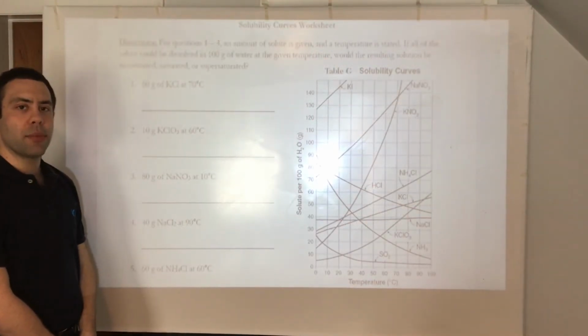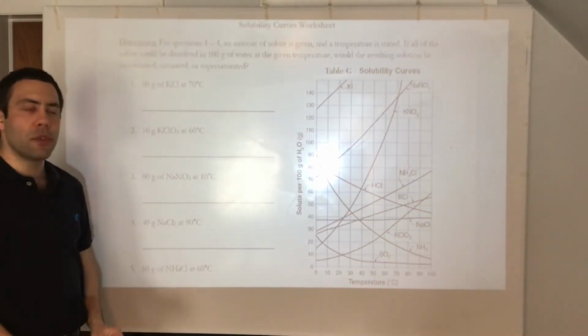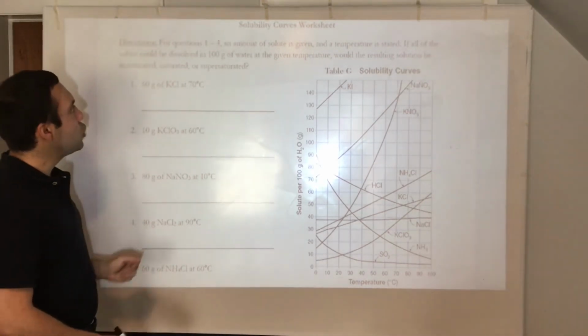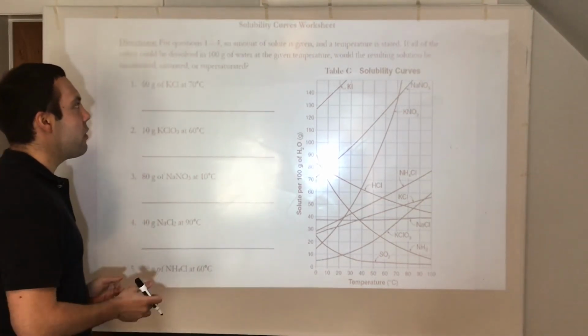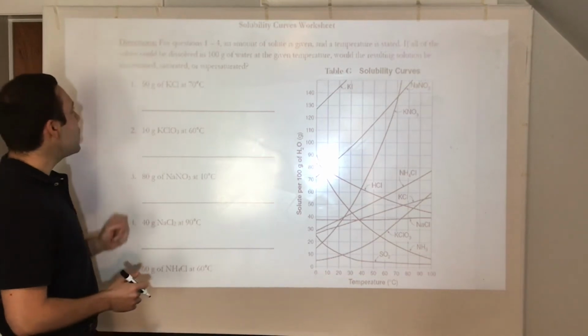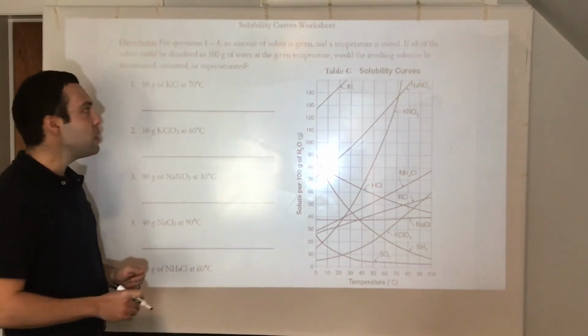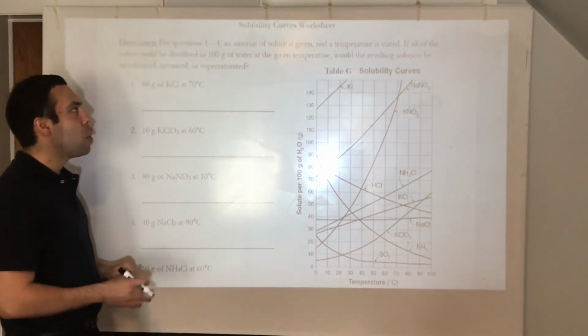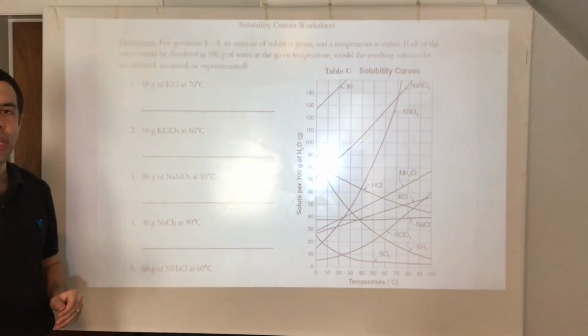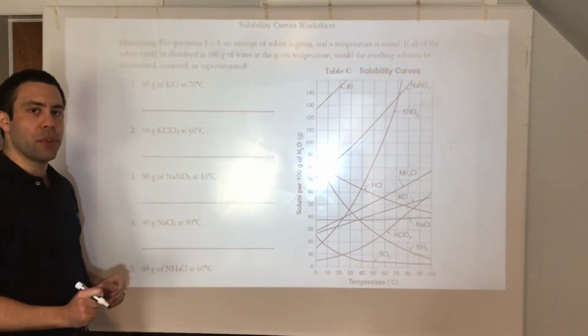Let's try a couple of practice problems. On the solubility curves worksheet, the directions state for questions 1 through 4, an amount of solute is given and a temperature is stated. If all the solute could be dissolved in 100 grams of water at the given temperature, would the resulting solution be unsaturated, saturated, or supersaturated?